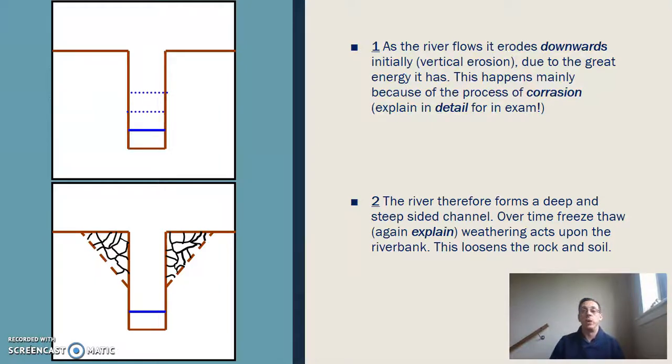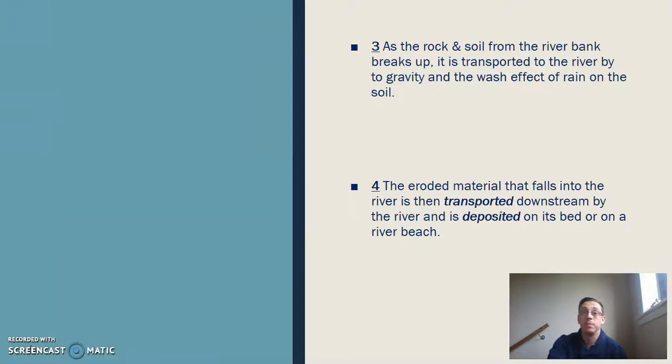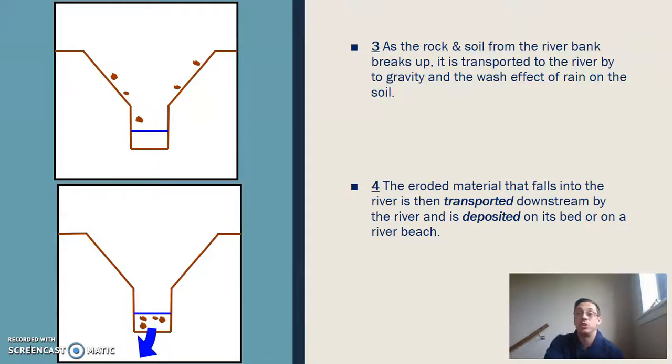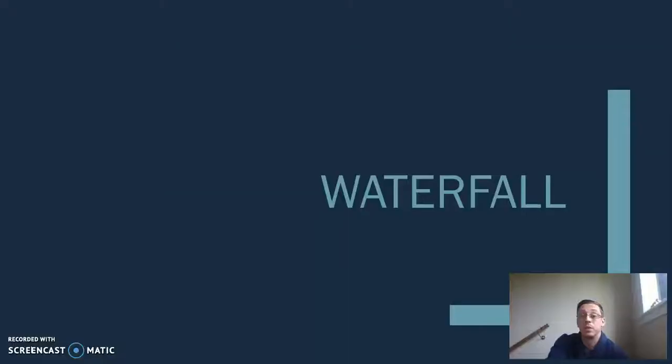This and other agents of weathering act on the riverbank, and that loosens the rock and soil there. As the rock and soil is broken up, it's transported by gravity down off the sides into the river channel itself, and then it's transported downstream by the river and deposited somewhere else. In this little bit here, I've got it deposited on its bed or on a river beach, and you can certainly say that, but it's not vital to. The point is, it's transported away, and that leaves us with this very typical steep-sided V-shaped river valley.